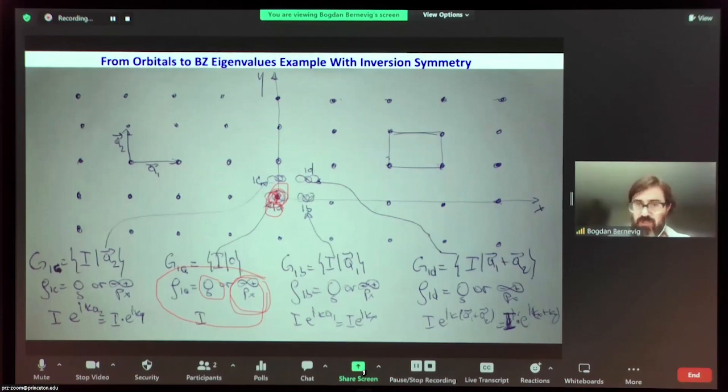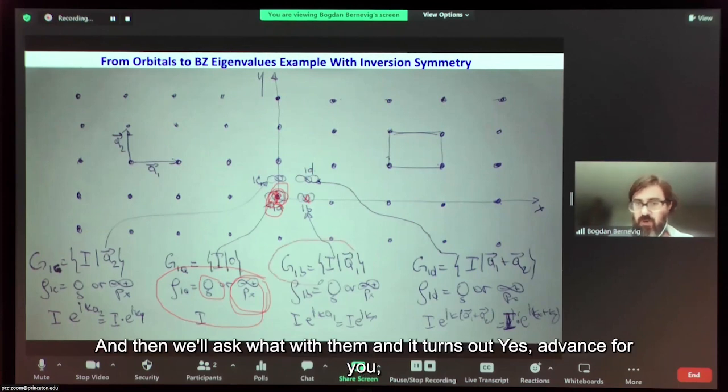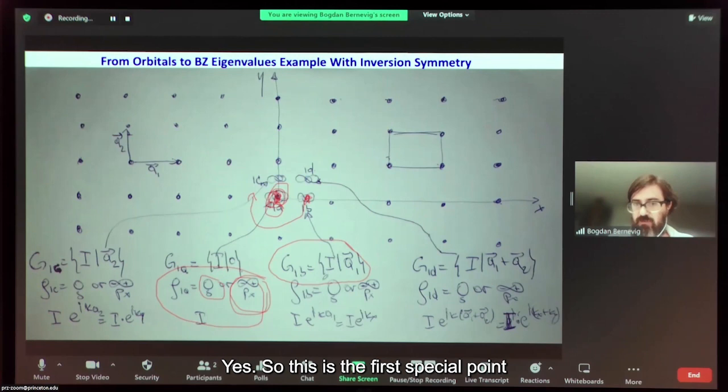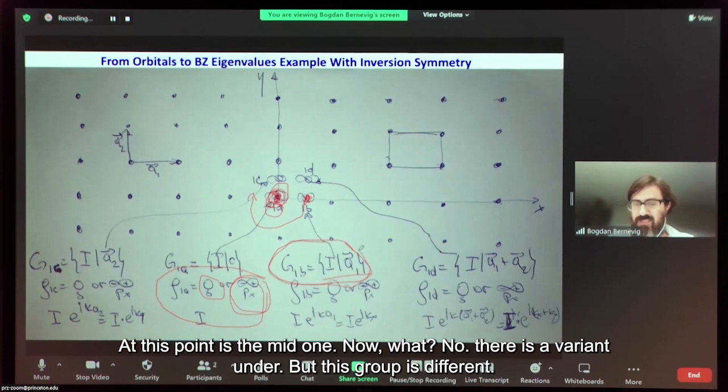There's another special point in the unit cell, and this point is the mid-bond in the x direction. What you notice here is that the mid-bond in the x direction is invariant under a group, but this group is different than just inversion. Why? Because once I pick my origin, inversion takes me to this mid-bond here, and now, in order to get back to this mid-bond, I need to perform a translation by an x unit cell vector. So the group, even though it's isomorphic to Z2, is a bit different.